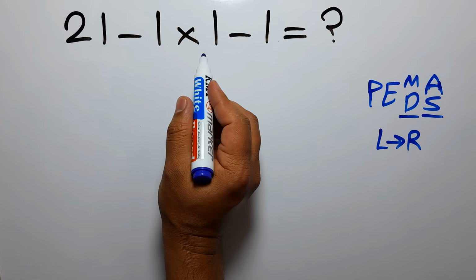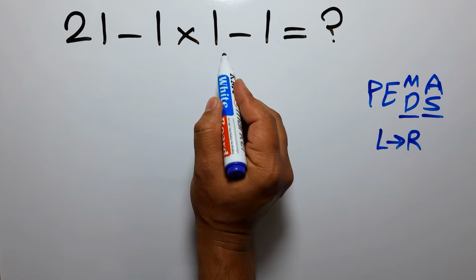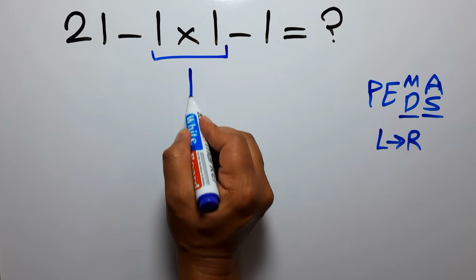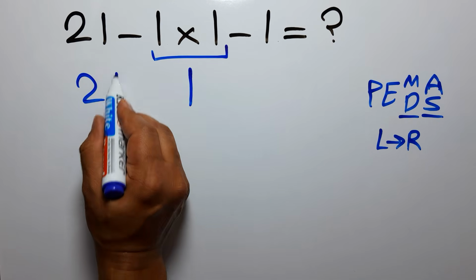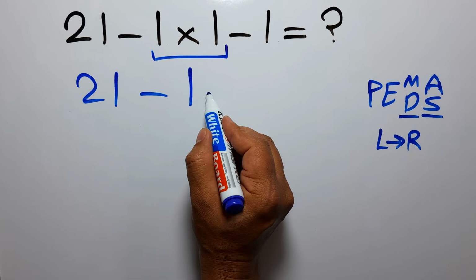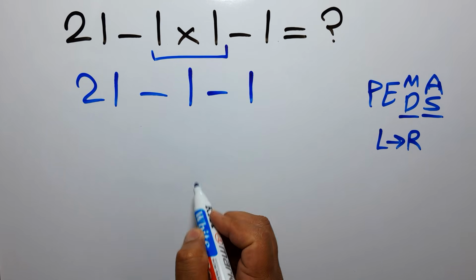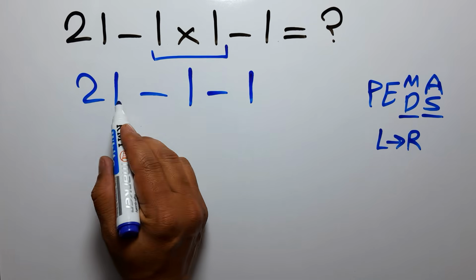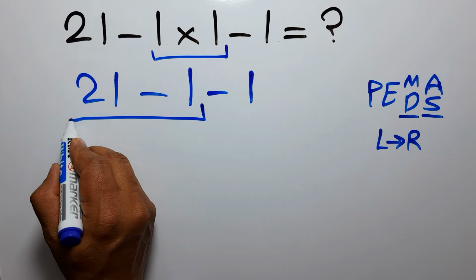So first we have to do this multiplication. 1 times 1 gives us 1. So we have 21 minus 1, and again here we have minus 1. Now we have to do this subtraction. 21 minus 1 equals 20.